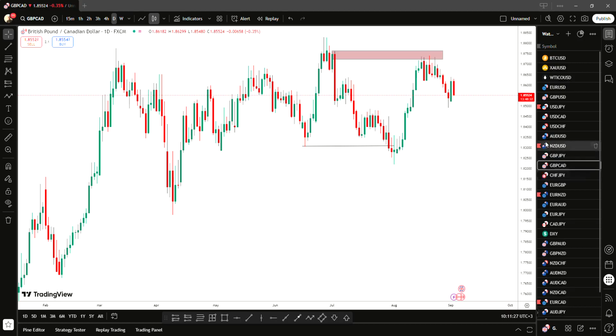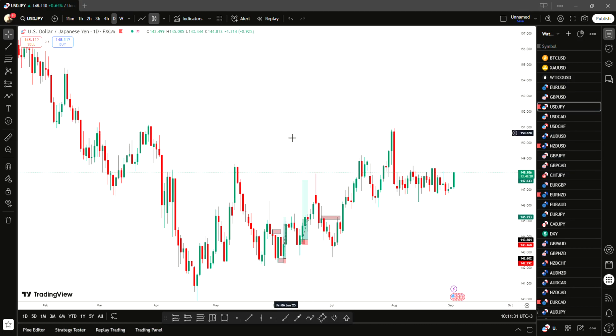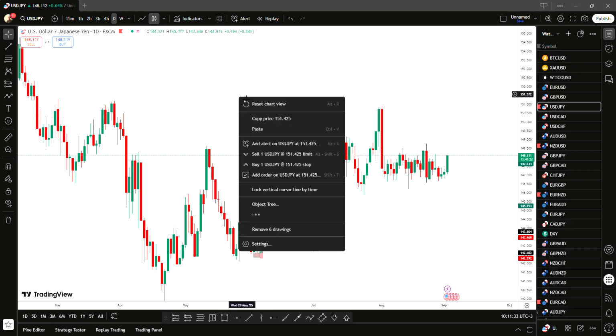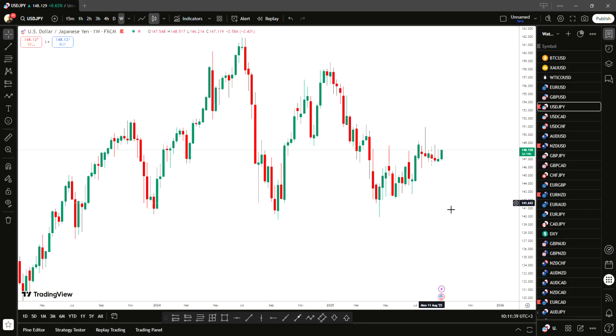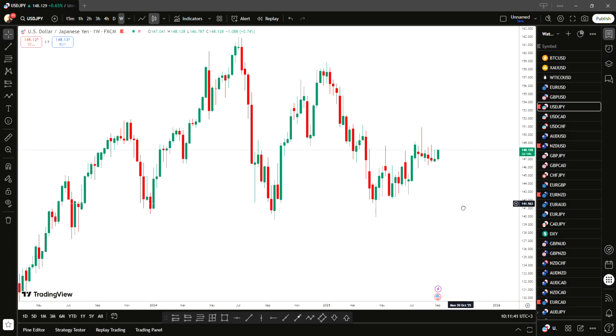So let's proceed straight to USD JPY, and the strategy is very simple. You start from the weekly time frame, so I'll just remove these drawings here and then go to the weekly time frame. After starting from the weekly time frame, you're looking for one thing. You're looking for a candlestick pattern. People who don't know about candlesticks, you're looking for a candlestick pattern.